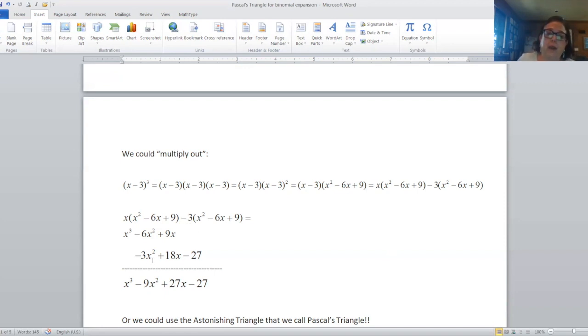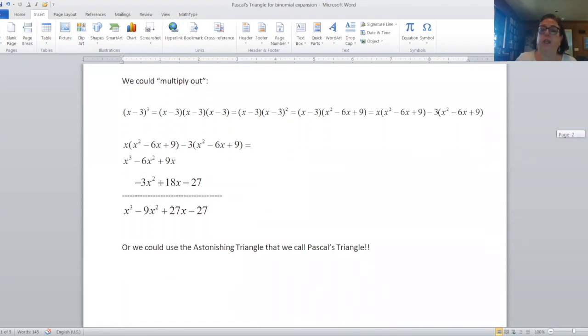Negative 3 times x squared. Negative 3 times negative 6 is positive 18, positive 18x. And negative 3 times positive 9, negative 27. We add up all the like terms, and we get x cubed minus 9x squared plus 27x minus 27. Imagine if this were x minus 3 to the 6th power. We would have so much more multiplication to do. And at every step, multiplying positives by negatives or distributing, there's a chance of making an error. Anyone could do it.